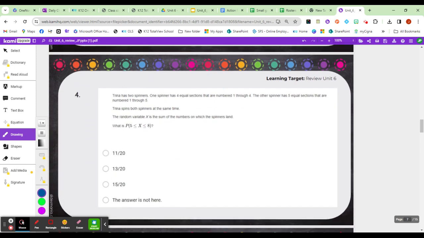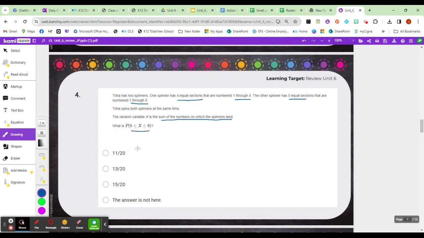Number 4, Tina has 2 spinners. One spinner has 4 equal sections, I'll underline that, and they are 1 through 4. The other spinner has 5 equal sections, and they are 1 through 5. Tina spins both spinners at the same time. The random variable x is the sum of the numbers on which the spinners land. What is the probability that the sum will be between 5 and 8?